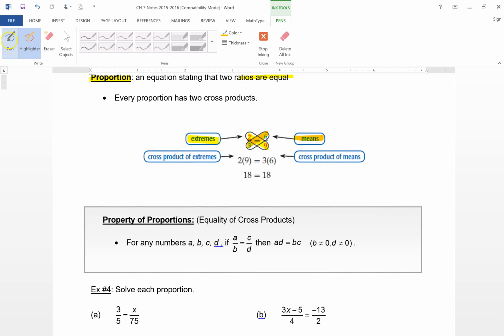So basically, whenever you have a ratio, you cross multiply. That's what we mean by this. Okay. Now, property of proportions. Here we go. It just says the same thing. Equality of cross products. If you have A over B equals C over D, then AD equals BC. So same thing all over again. You can cross multiply.